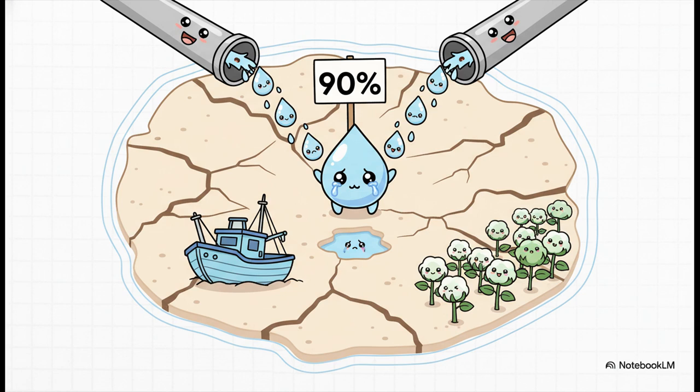And if you want a really stark, almost unbelievable example of this on a huge scale, look no further than the Aral Sea. It used to be the fourth largest lake in the world, but the two main rivers feeding it were diverted to irrigate massive cotton fields. The result? It has shrunk by 90%, leaving behind what is now basically a toxic, salty desert.